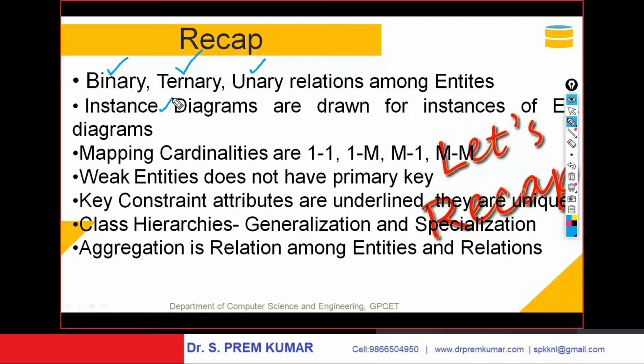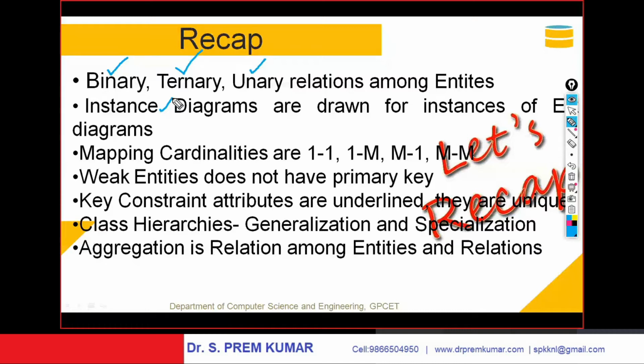And these employees are working for some departments. Let me say department number 10, department number 20, department number 30. Now, the employee number 101 got connected to department number 10. 101 also got connected to department number 20. If I am taking some sample data and depicting it in the form of diagrams, then it is called instance diagrams.